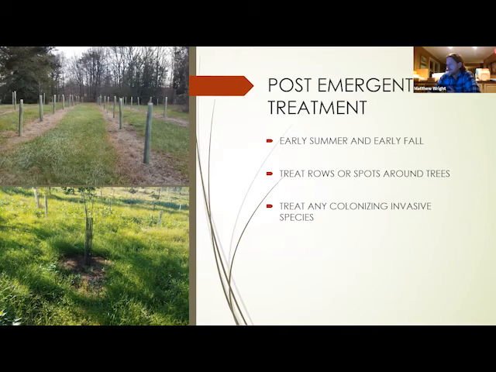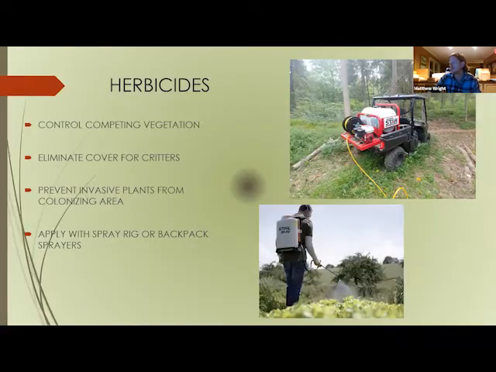Early summer, if you use glyphosate or something like that, is going to give you most of the summer clear. And then in early fall, anything that's coming up, you'll be able to kill so that you have bare ground over the winter. Again, rows or spots. And also while you're doing that, you want to hit any invasives that are colonizing the planting area.